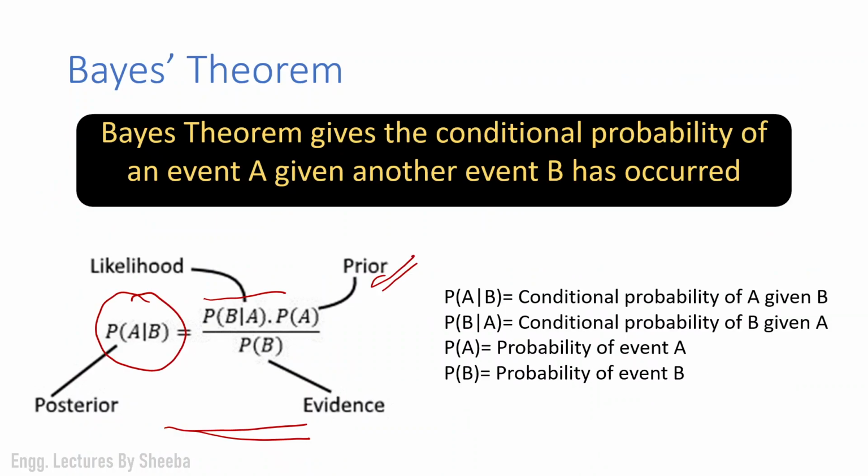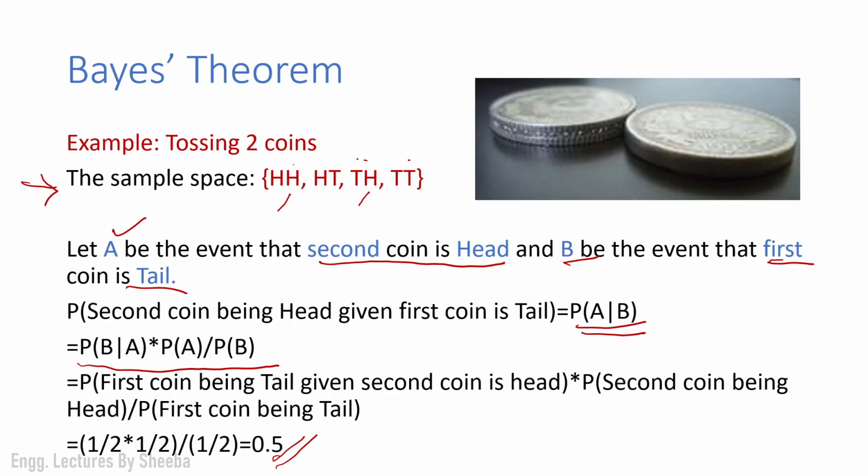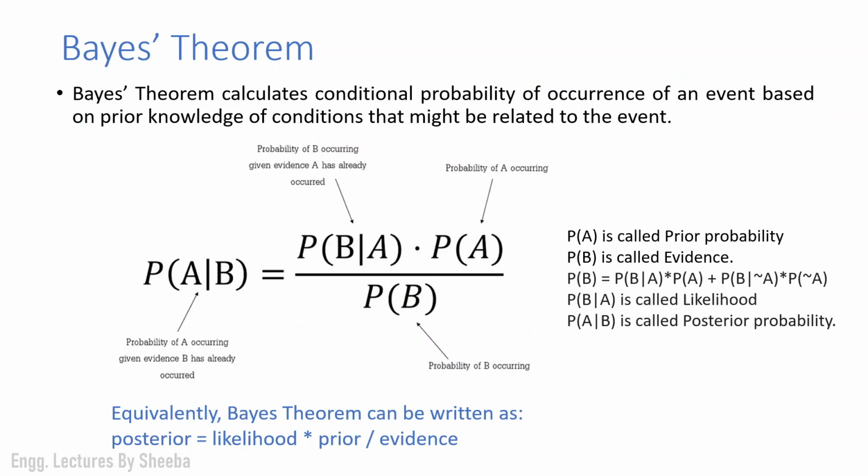So you can check that one here. We already got this value as 1 by 2, this one as 1 by 2. So using the Bayes theorem formula also we are getting the same answer. So this is how you can use Bayes theorem for finding the conditional probability. This formula actually calculates the conditional probability of occurrence of an event based on prior knowledge of conditions that might be related to the event.